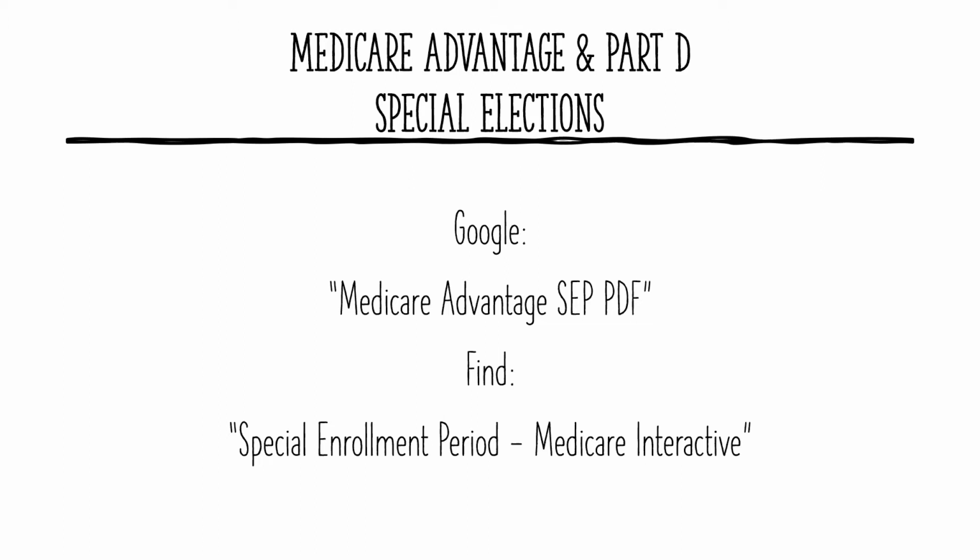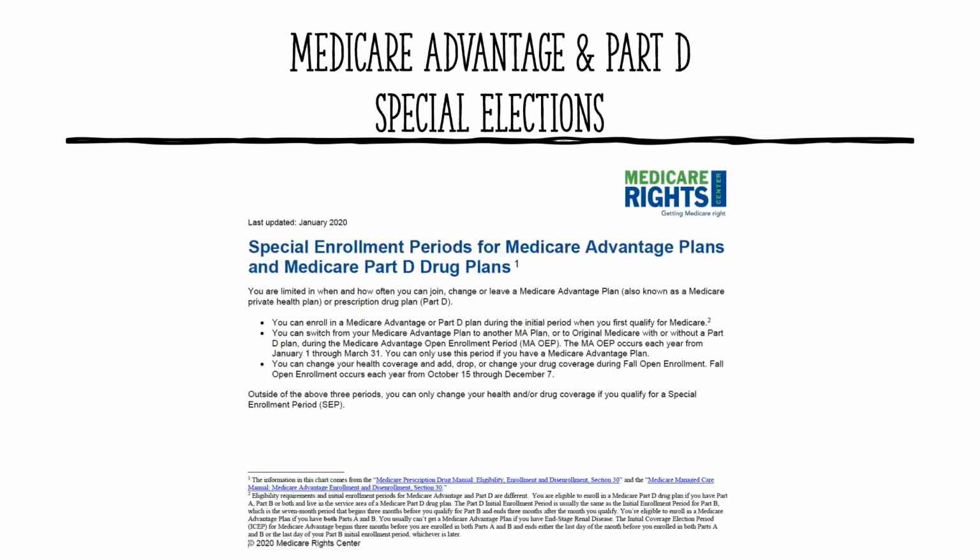Okay. So to get the PDF that I'll be going over today, you Google Medicare Advantage SEP PDF. You find a document. It should have a header called Special Enrollment Period - Medicare Interactive. Medicare Interactive is the organization that created this document. Okay. Once you open that document, it should look like this.